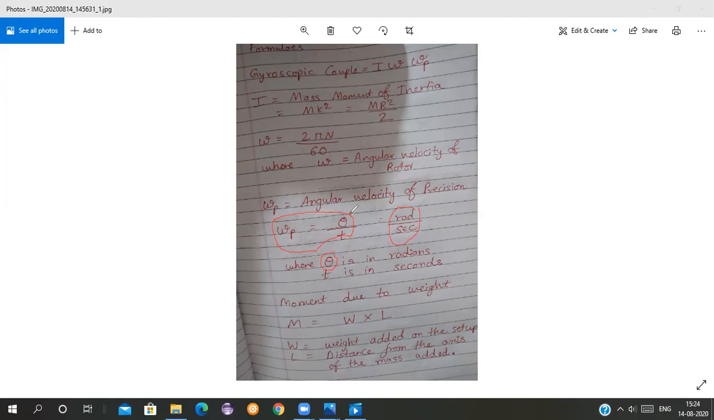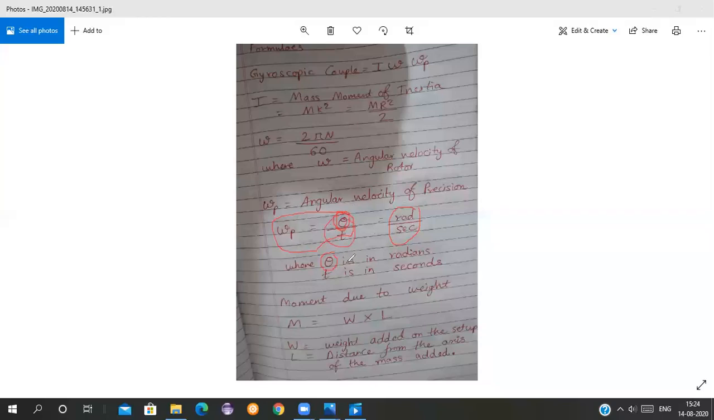So see, one rule is there, student. Whenever theta is alone, not along with sine or cos, when no function is there with it, you have to take it in radians only. Maximum time it is like that only. So here also you remember, you have to put it in radians to find out omega p.